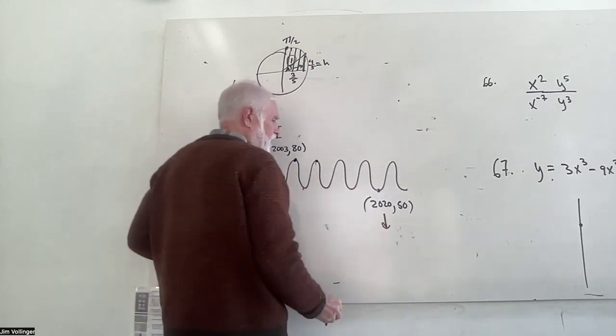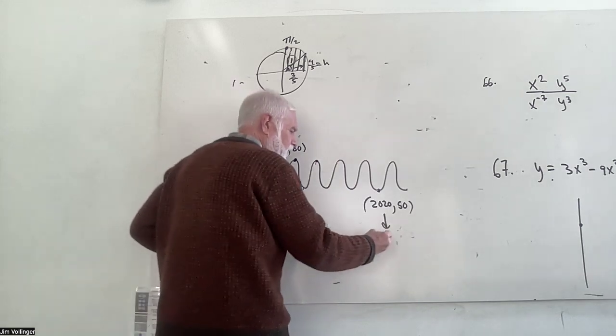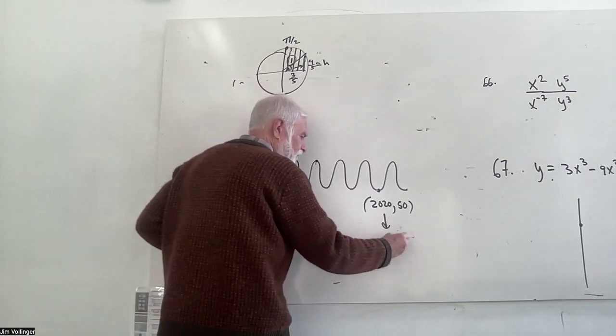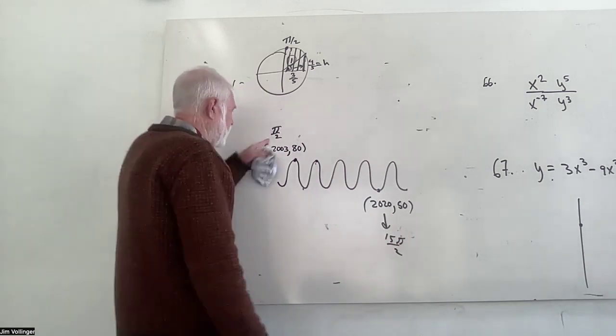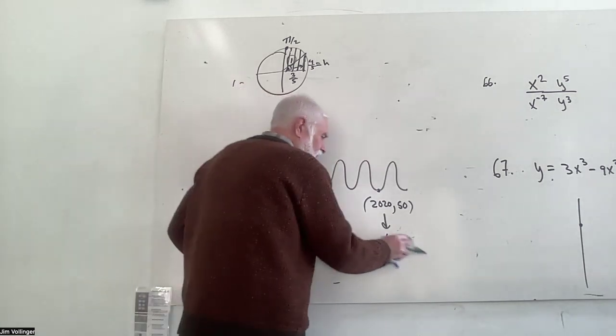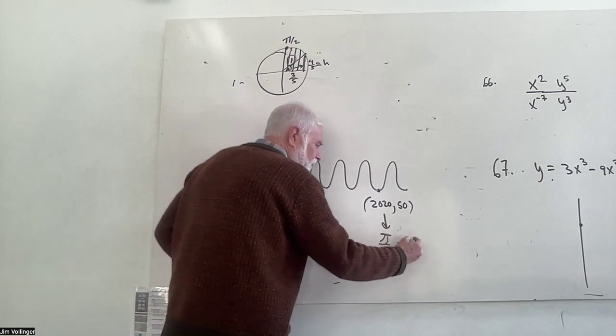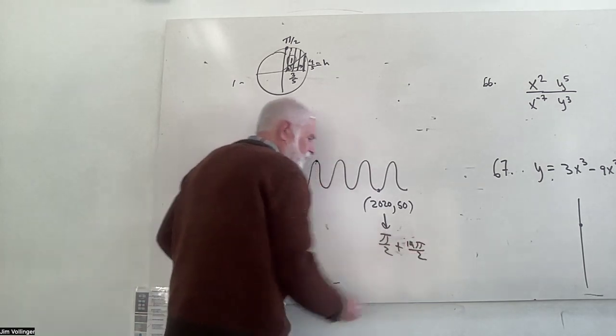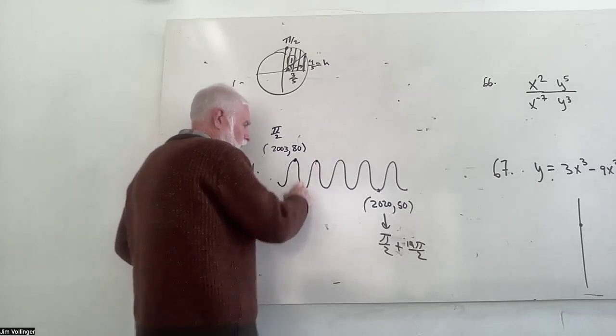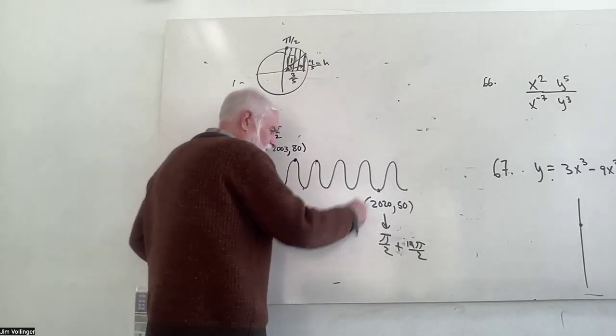I need this to become 15 pi over 2. Why 15 pi over 2? Because I started from pi over 2. So maybe I should write that as pi over 2 plus 14 pi over 2, which is another way of saying 7 pi. 1, 2, 3, 4, 5, 6, 7.